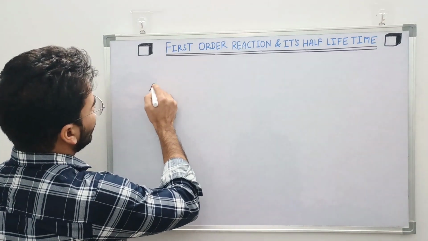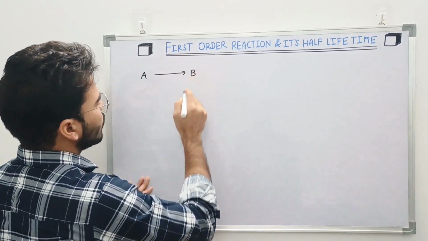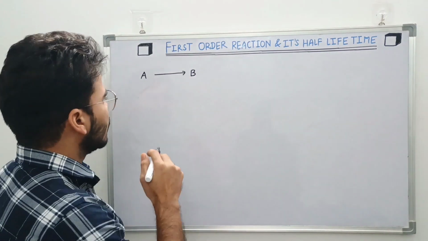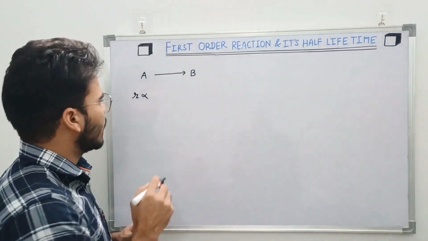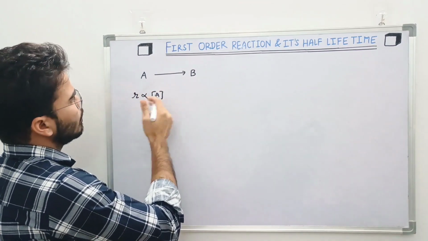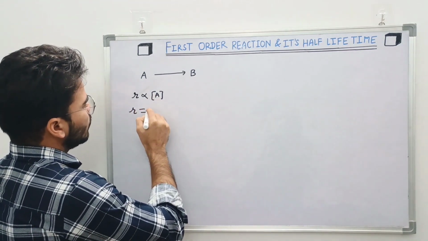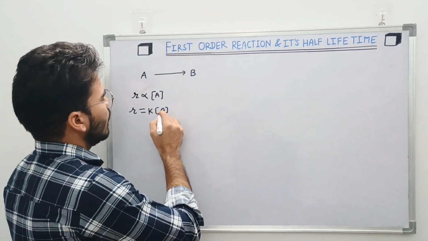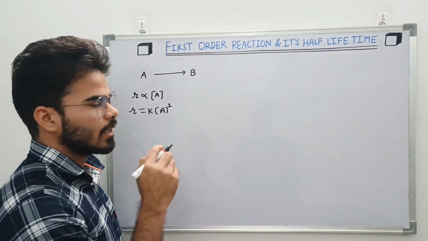Let's assume there is a chemical reaction A to B. Here reactant A is converting into product B. In chemical kinetics, we have to write the rate for this chemical reaction. According to the rate law, rate is directly proportional to the concentration of reactant. Here the reactant is A, and the concentration of reactant we can write as [A]. When we remove this proportionality sign, we have to put a constant k, which is called the rate constant for this reaction, and we have to write 1 here because we are assuming that this is a first order reaction.